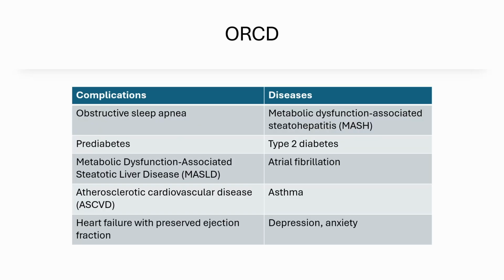This table represents a very small fraction of the various complications and diseases that can arise from the provider's clinical evaluation. Complications like obstructive sleep apnea, prediabetes, and atherosclerotic cardiovascular disease can become blurred and overlap with type 2 diabetes, asthma, and atrial fibrillation.